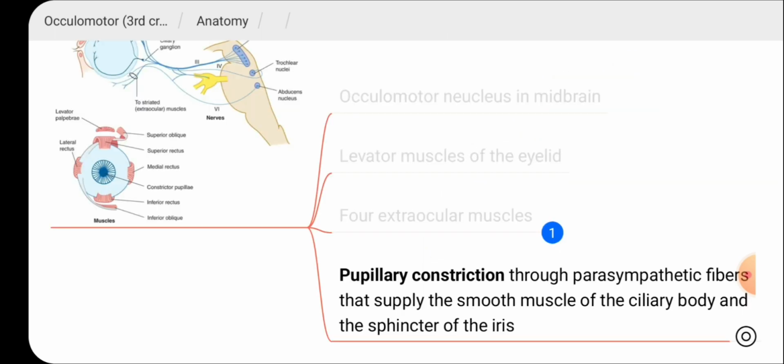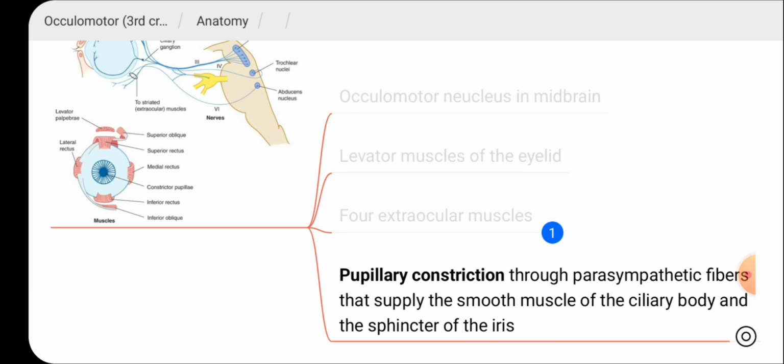And also, the oculomotor nerve causes pupillary constriction through parasympathetic fibers that supply the smooth muscle of the ciliary body and the sphincter of the iris. Therefore, during the pupillary light reflex also, the pupillary constriction is caused by the supply of the oculomotor nerve.